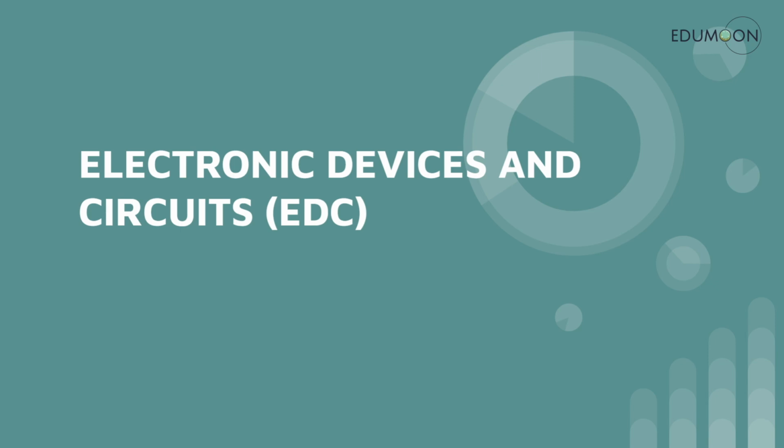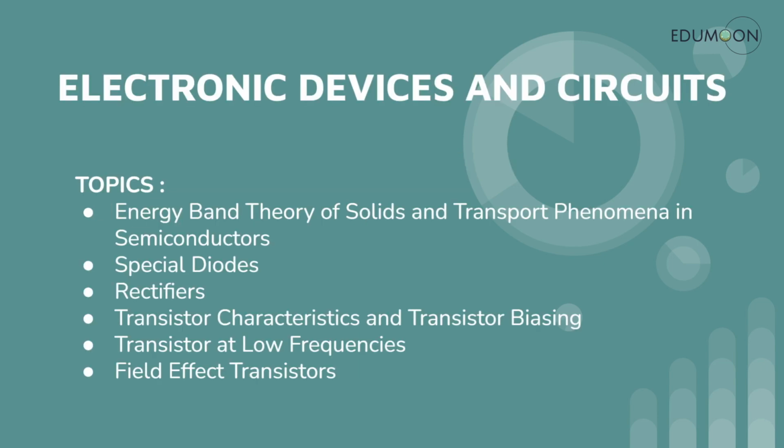So let's begin today's session. I will be introducing the overview of the syllabus for EDC. So totally there are 6 units in this course: Energy band theory of solids and transport phenomena in semiconductors, special diodes, rectifiers, transistor characteristics and transistor biasing, transistors at low frequencies, field effect transistors, and each unit has subtopics that we will discuss in our upcoming sessions.